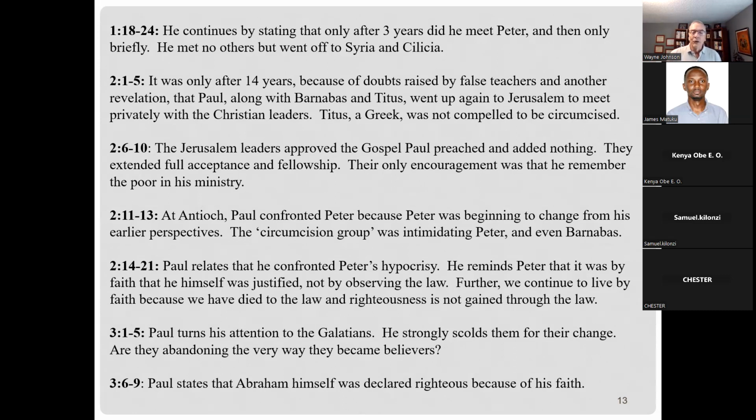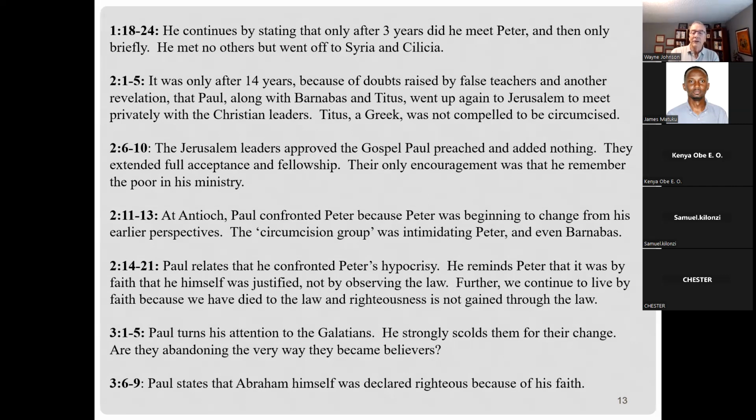So the circumcision group, or the Judaizers, this group was intimidating Peter and even Barnabas. So he's showing that even some of the major leaders of the church were being influenced by the Judaizers, including Peter himself. And so in the end of the chapter, then the last paragraph, Paul relates that he confronted Peter's hypocrisy. He reminds Peter that it was by faith that he himself was justified, not by observing the law.